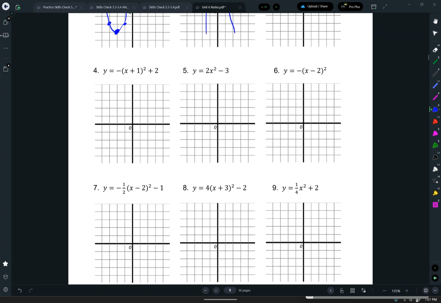Okay, let's look at number 4. All right, well, I see a couple things going on here. I'll take care of the negative at the end.